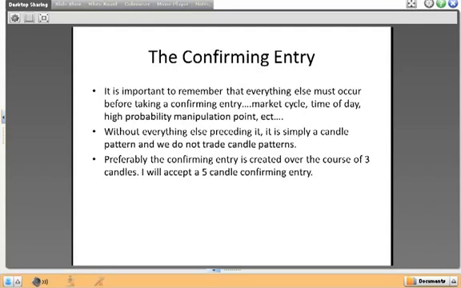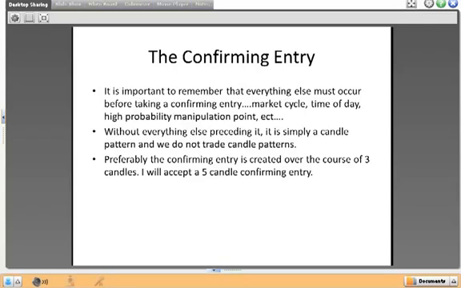The entry is generally taken on the 3rd candle. However, I will accept up to 5 candle confirming entries. This will all be perfectly clear here shortly. So does everybody have that written down, if they want to write that down? Hopefully I can just move on here.